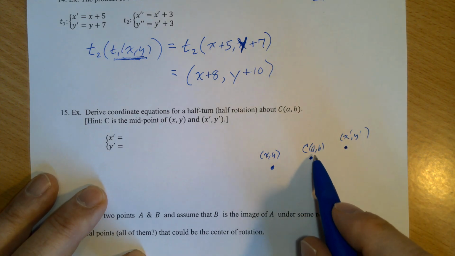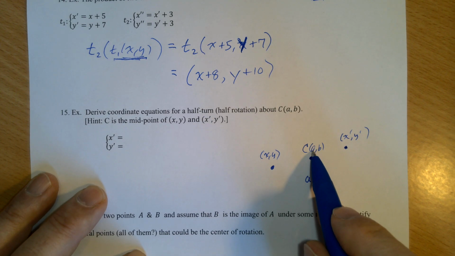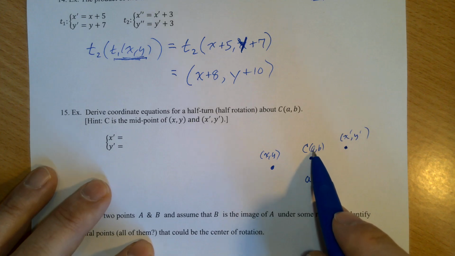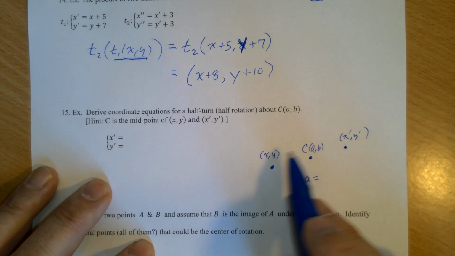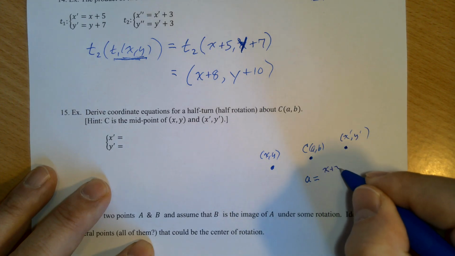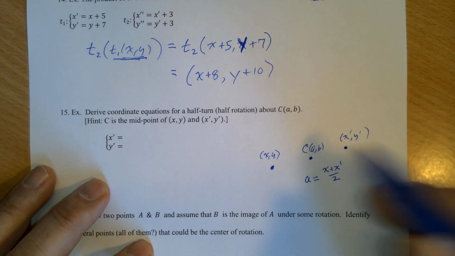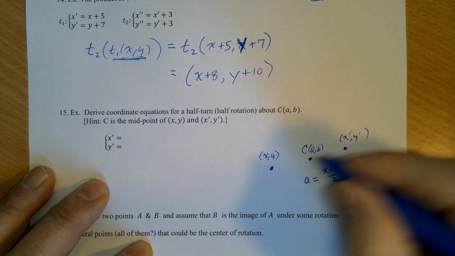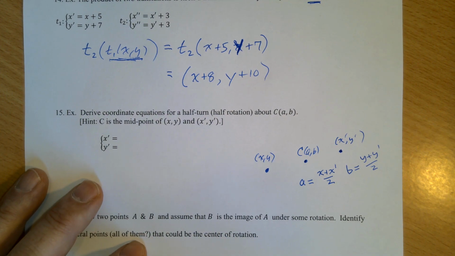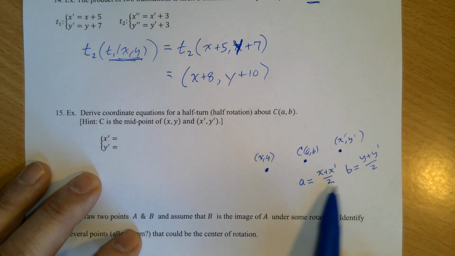To find the midpoint, a is the x value, and b is the y value. The a is the average of the two x values here. That's what gives you the middle value. That's going to be x plus x prime over 2. And the b is going to be y plus y prime over 2. All right, so I need to just solve those for x prime, y prime, and we'll be done.